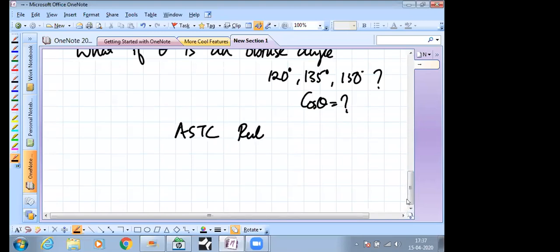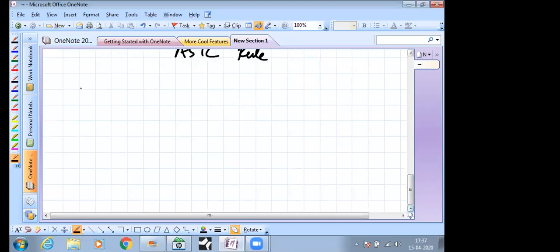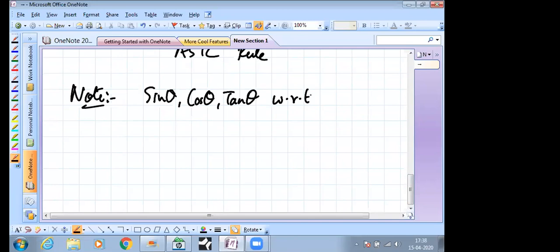So let me explain what the ASTC rule is. First issue that I have over here is that if you think of trigonometric ratios, that is sine theta, cos theta and tan theta, with respect to a right angle triangle, that is what we've learned. They are defined as ratios in a right angle triangle. Then you will see that 120 doesn't make sense, because I'm talking about a right angle triangle like this, let's say.